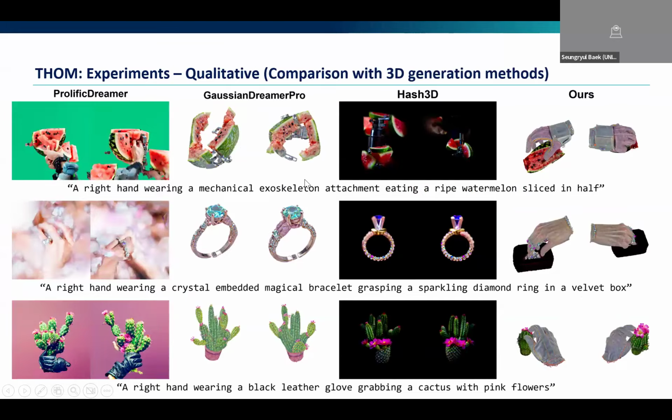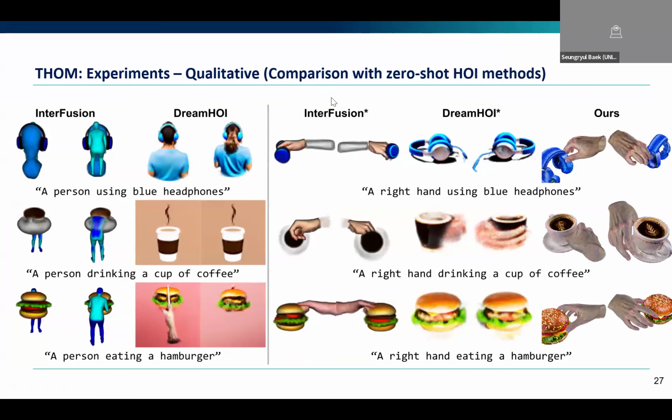As qualitative results, when you compare with existing 3D generation methods, they are unable to generate compositional hand-object interaction because they are not designed for this task. So, easy win. But also for human object interaction baselines, these two columns are from the original implementation. So these are from the human object interaction pipeline, and these are from our adapted hand object interaction pipeline.